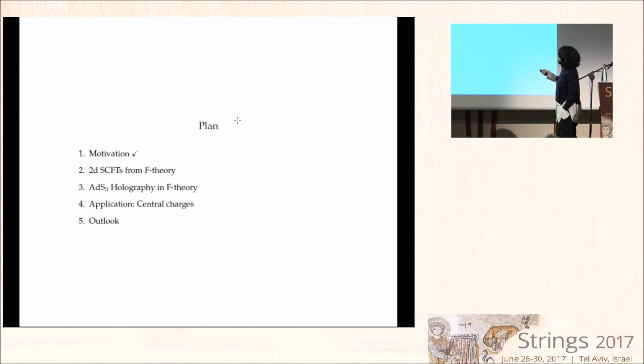So the plan is I'll first discuss a little bit what these two-dimensional theories are, then the AdS3 solution, and as an application, what we can compute and compare. In AdS/CFT, we'd like to always have something where we can calculate on both sides and actually compare. So here, the first step is just computing the central charge.